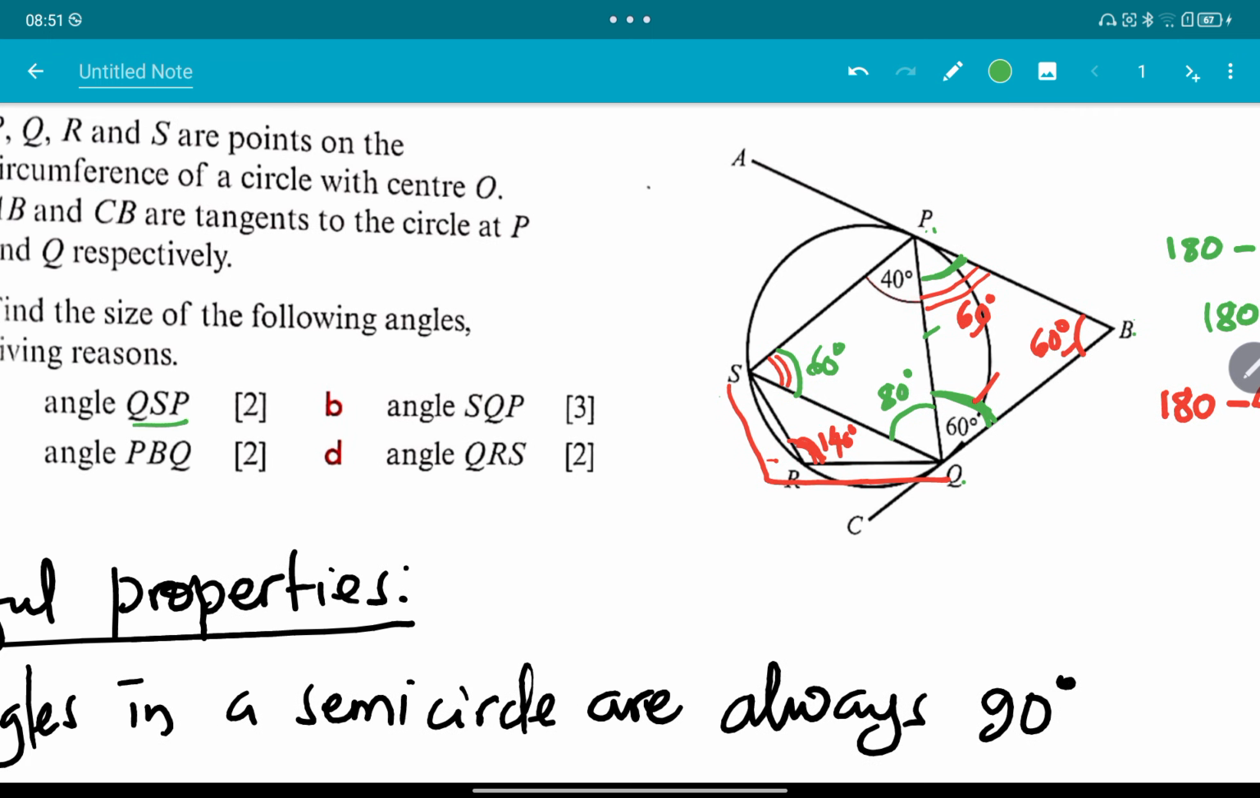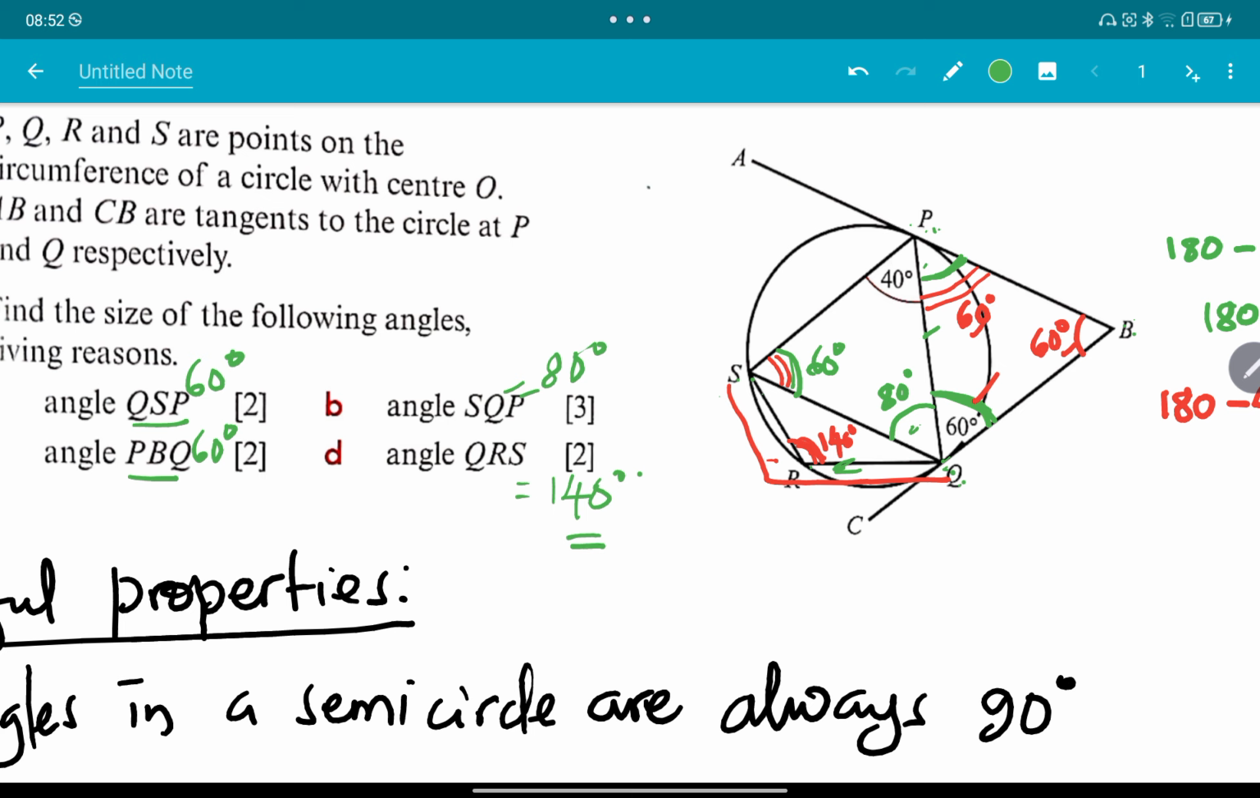Like the first one, QSP. Already we have it, 60 degrees. Move to the next one, PBQ. We already got it, 60 degrees. We move to the next one, angle SQP. As you can see, it is 80 degrees. And then the last one is angle QRS, which is from here 140 degrees.